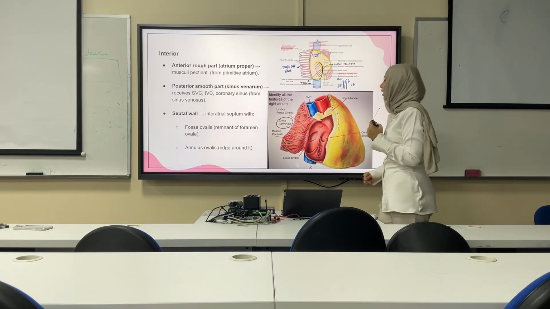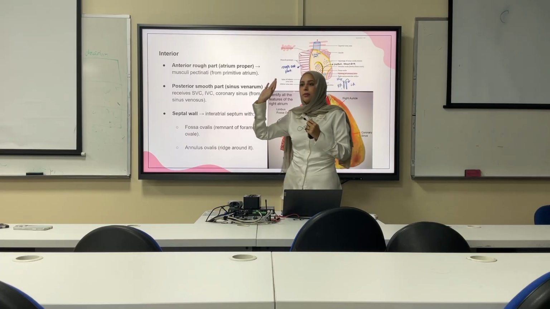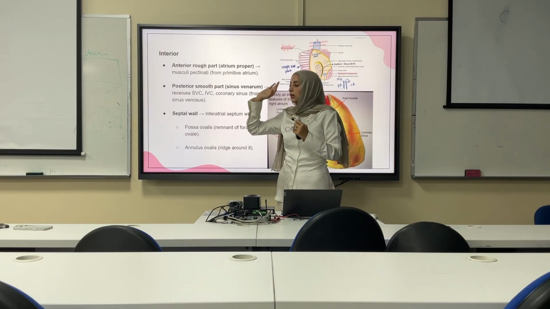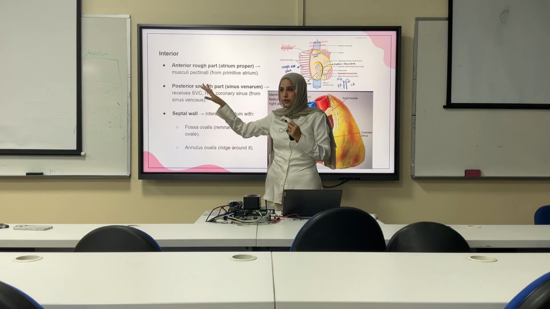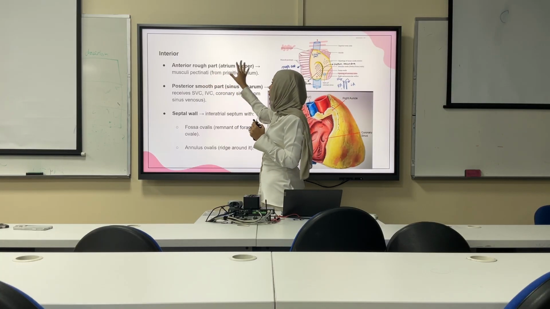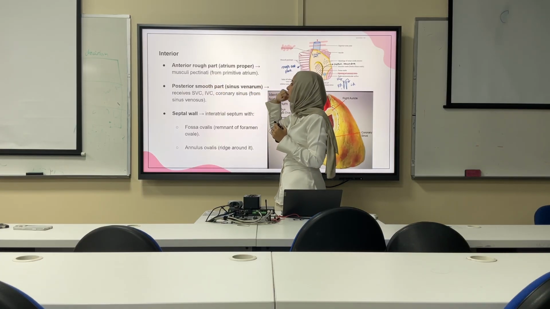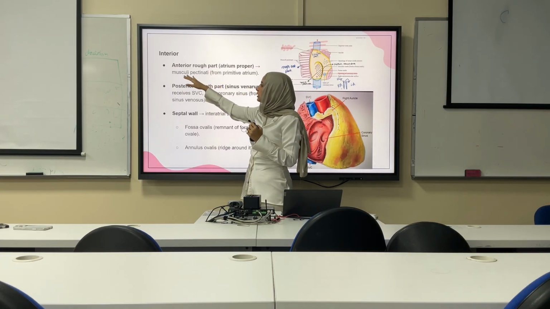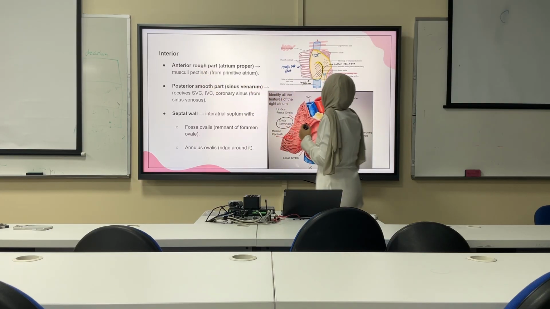Now from the interior, the anterior, you have to memorize this. The anterior is the rough part, and it's also called the atrium proper because they have different embryological origins. So the anterior is rough, called atrium proper. The posterior is smooth, called sinus venarum. Now this one, why is it rough? Because it contains musculi pectinati, from the primitive atrium.